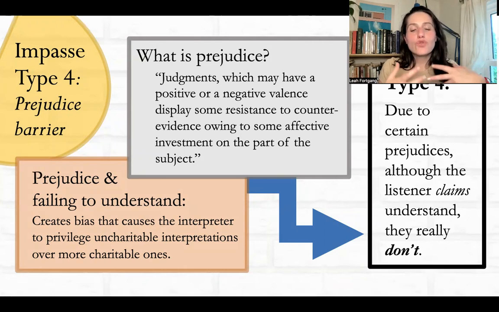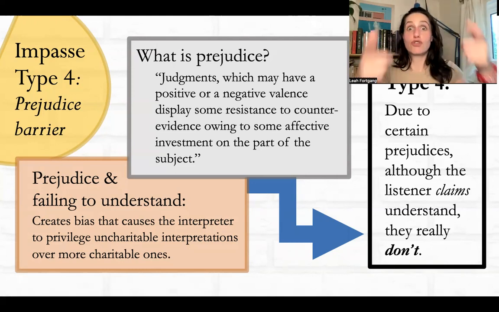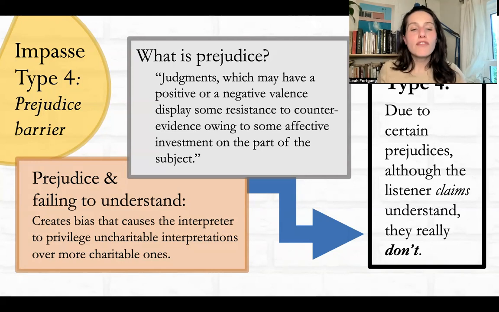Because this idea of prejudice is also something that people oftentimes refer to as a kind of bias that causes the person who is listening. So you can imagine the guy who has some sexist beliefs about women, causes the person who's listening, the person who's interpreting the words, to privilege certain uncharitable interpretations of the words that are coming out of the person who's speaking, the person who's trying to communicate, in the example, a woman, uncharitable interpretations of what that person is trying to say over more charitable ones.